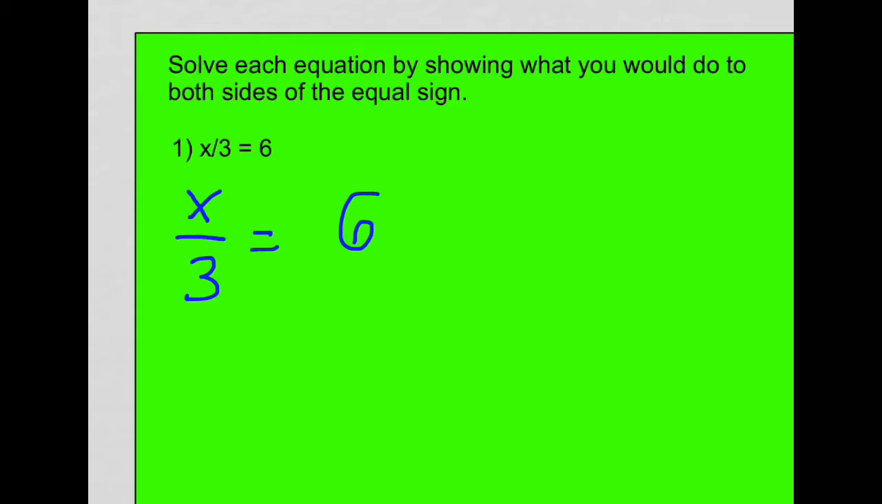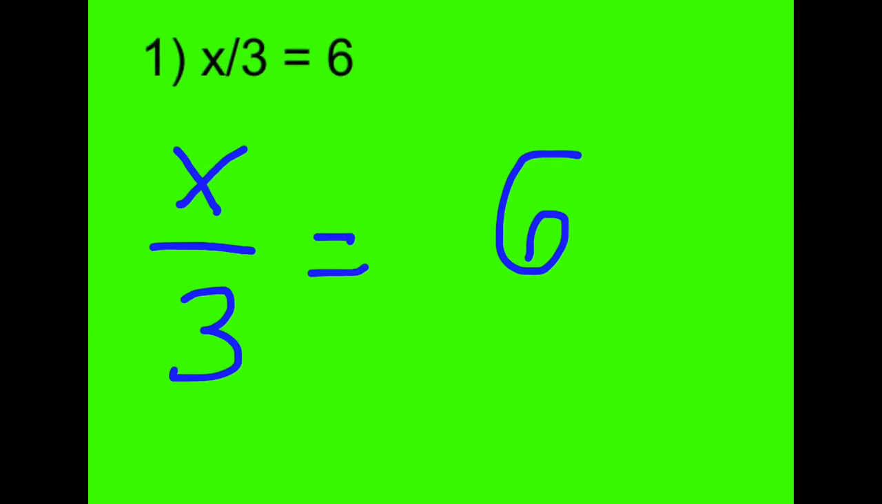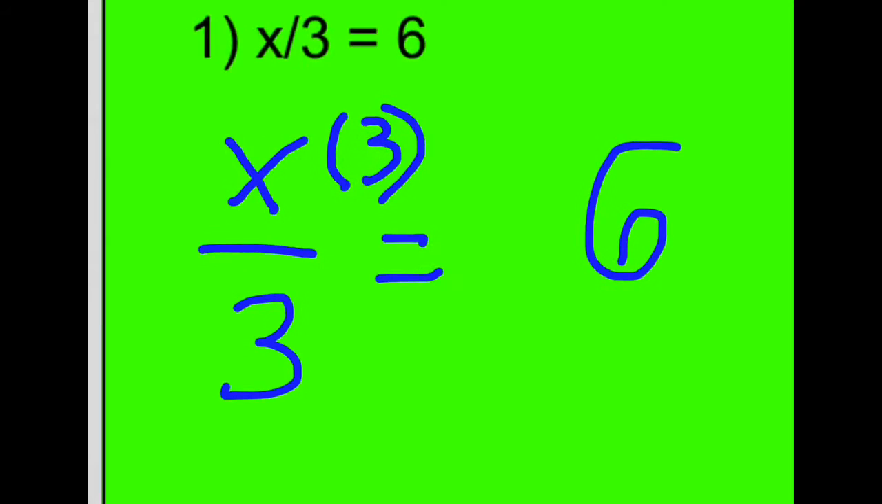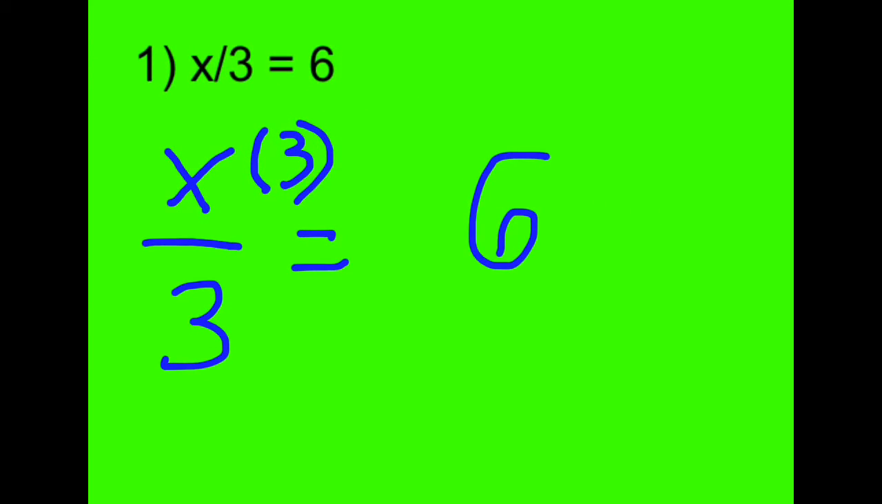Now, when you do this, it's really important, since we're already using an x as our variable, we want to not use an x to multiply, we want to use parentheses. And we do the opposite of what is connected to the variable. Divide by 3 is connected to the variable, so the opposite of that is multiply by 3. Whatever we do to one side of an equal sign, we do to the other side of an equal sign.